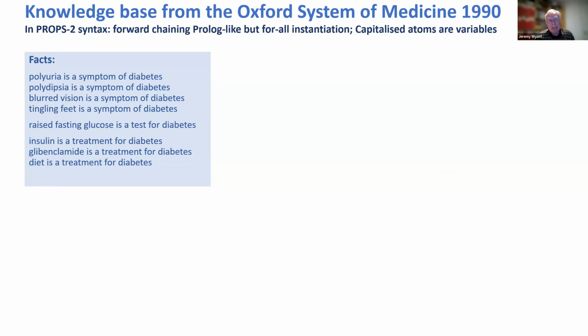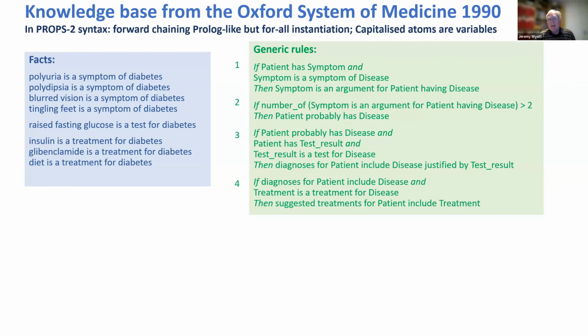Firstly, as facts. So you can see a list of facts about diabetes, most of which I hope you'll agree with. But those facts were operated on by some generic rules. And this is Prolog-like syntax. So a capitalized atom like patient means it's a variable. And there's for all instantiation, unlike Prolog.